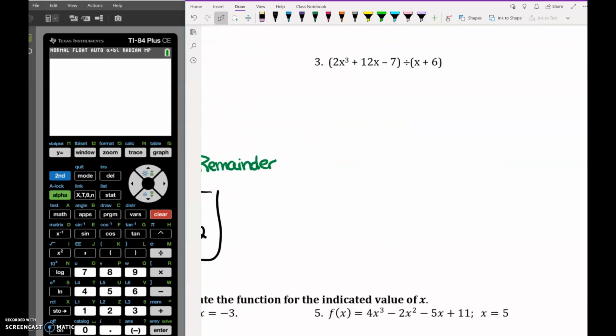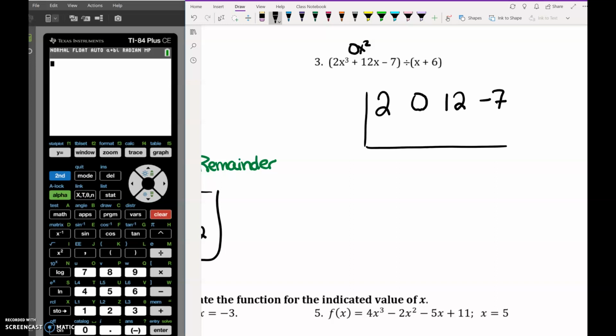In number 3, is there anything missing? Yeah. Our x squared is missing. So when we set up synthetic division, we need 2 for the x to the third, 0 for the x squared, 12 for your x, and -7. And then what number should I put on the outside? -6.